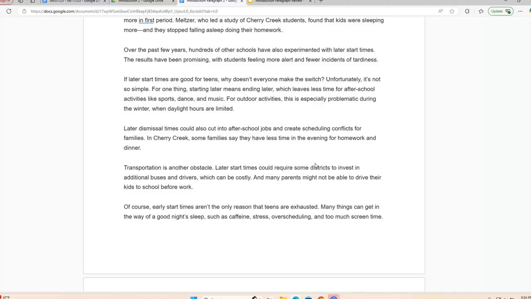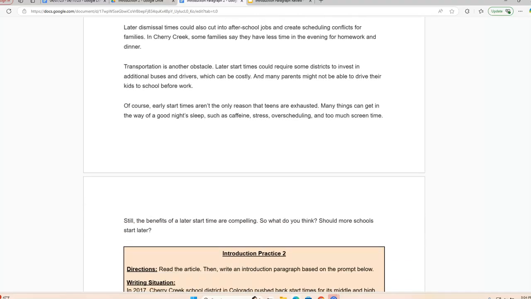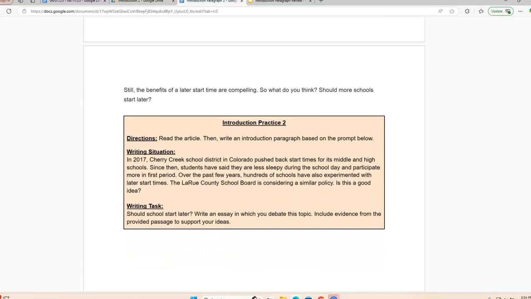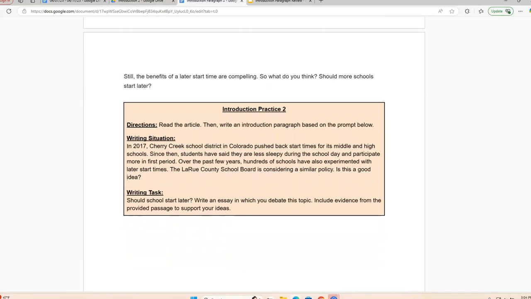Of course, early start times aren't the only reason that teens are exhausted. Many things can get in the way of a good night's sleep, such as caffeine, stress, overscheduling, and too much screen time. Still, the benefits of a later start time are compelling. So what do you think? Should more schools start later?